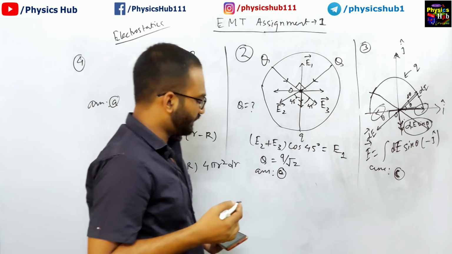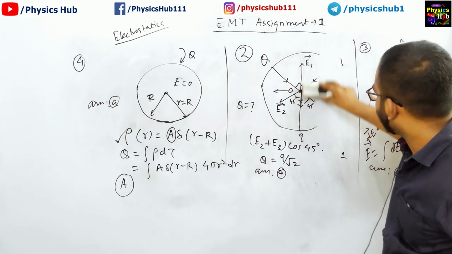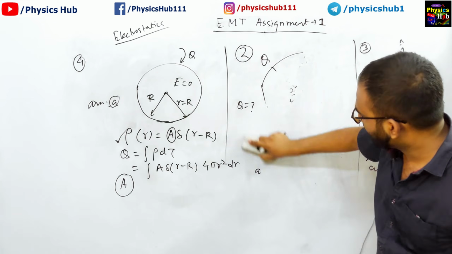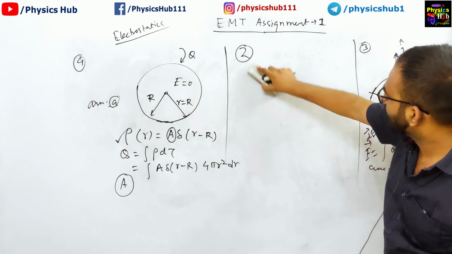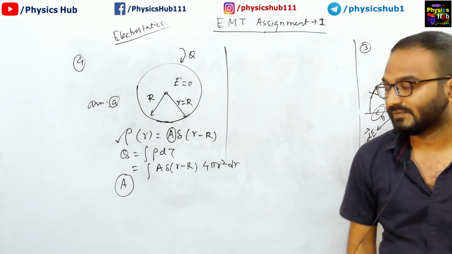So it's a simple problem, you only need to use some special knowledge. This is not a trick actually, it is the basic concept. So let us now move to the next question, question number 5. What does question number 5 say?